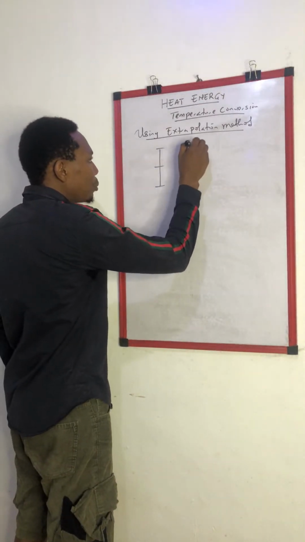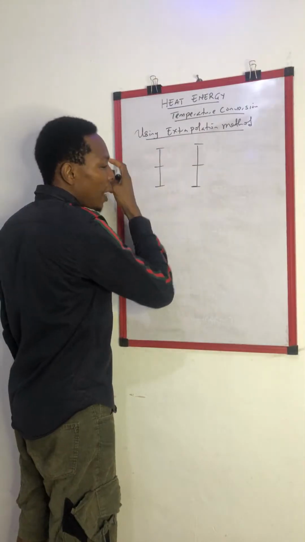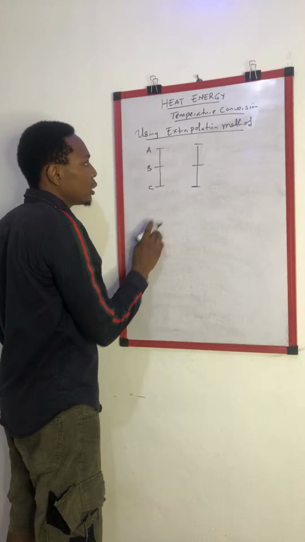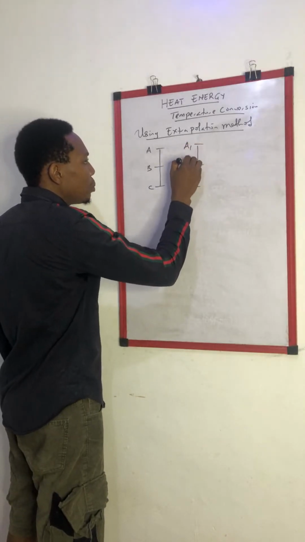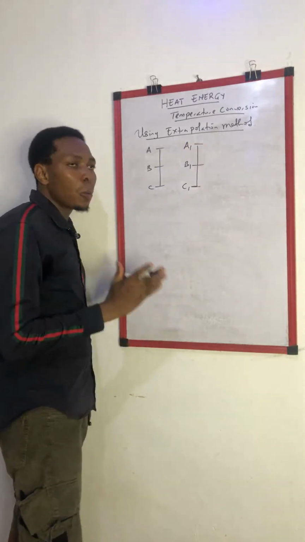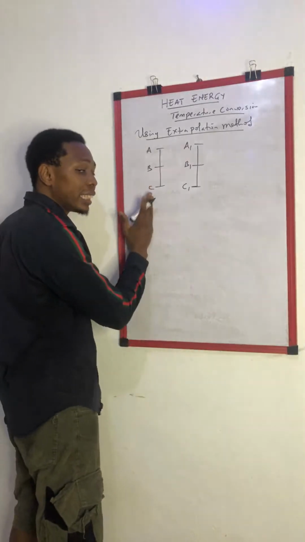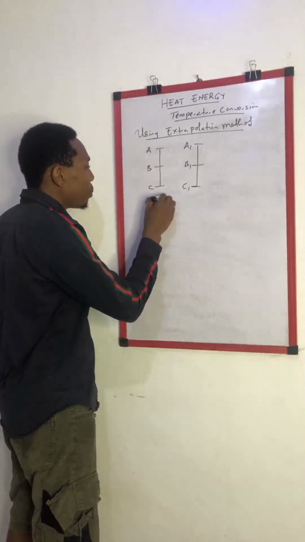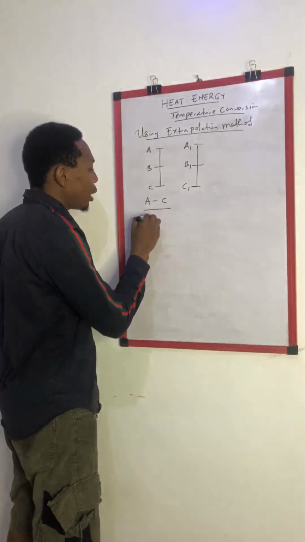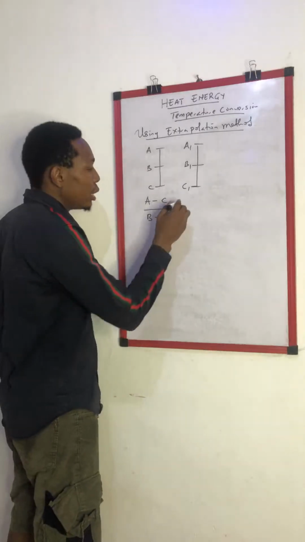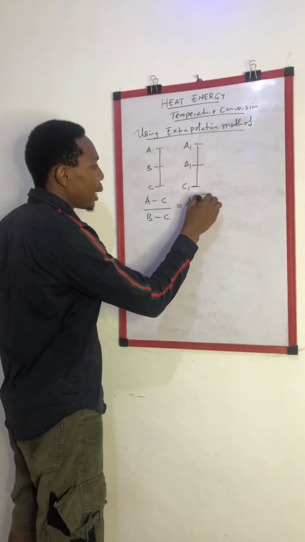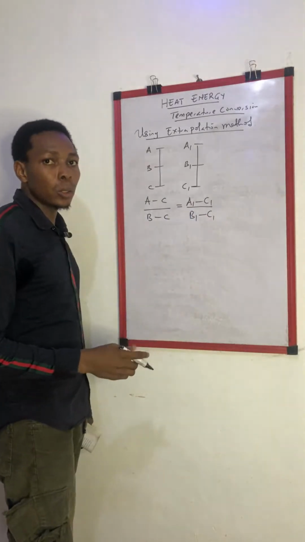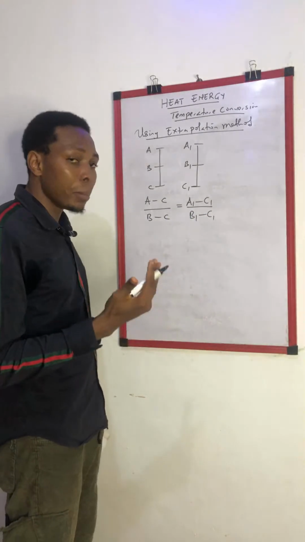I'll just draft out the formulas. Here we have A, B, and C, and we have A1, B1, and C1. When it comes to the extrapolation method, what happens on this side is the same as what happens on this side. So we're going to have A minus C all over B minus C, equals A1 minus C1 all over B1 minus C1. So that's the extrapolation method.